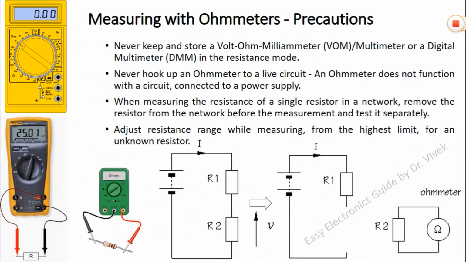Resistance should be measured after removing it from the circuit. For measurement, keep the meter in resistance mode and adjust the range to optimum. Then measure the resistance.